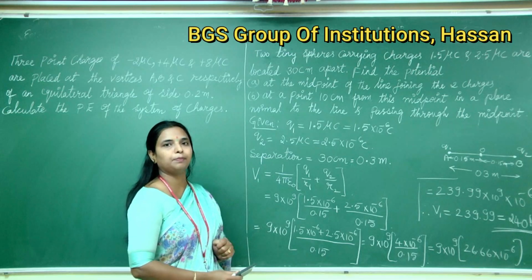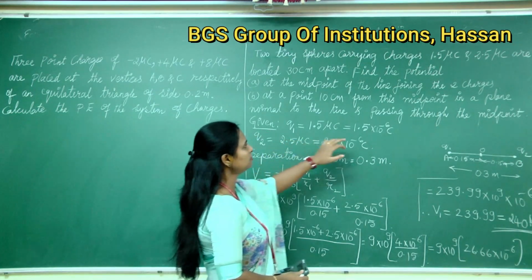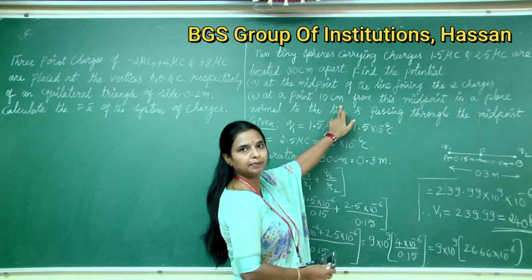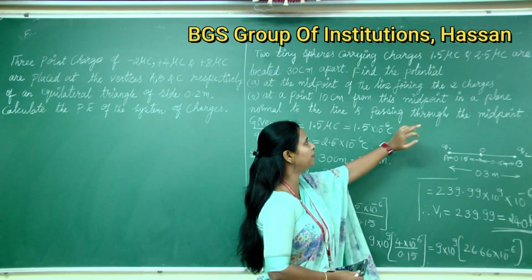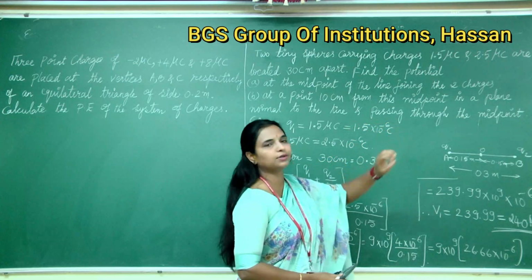Now what is the second part? We have to find out the potential at a point 10 centimeter from this midpoint in a plane normal to the line and passing through the midpoint.